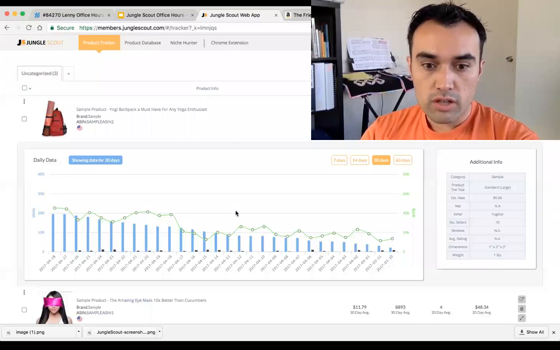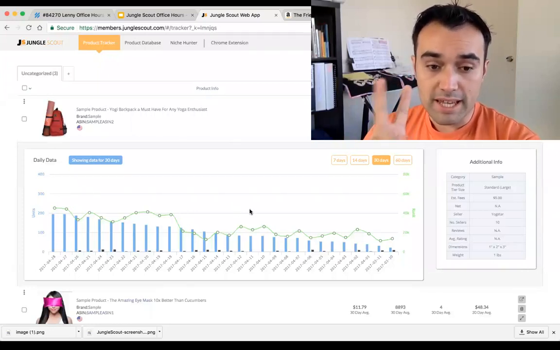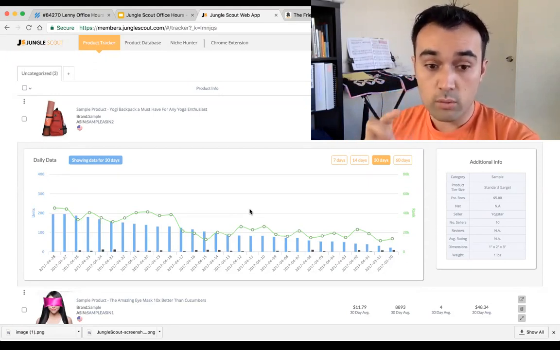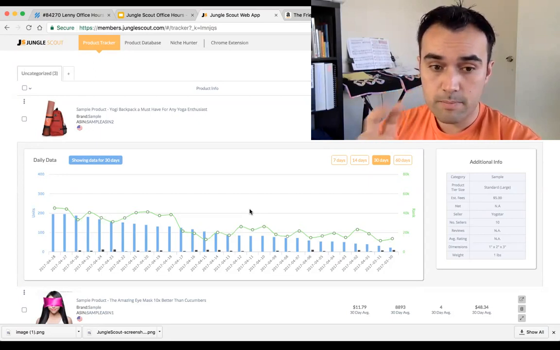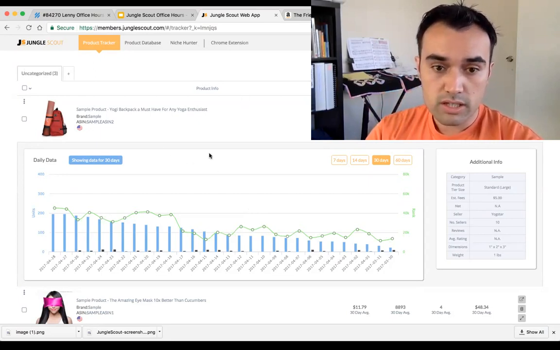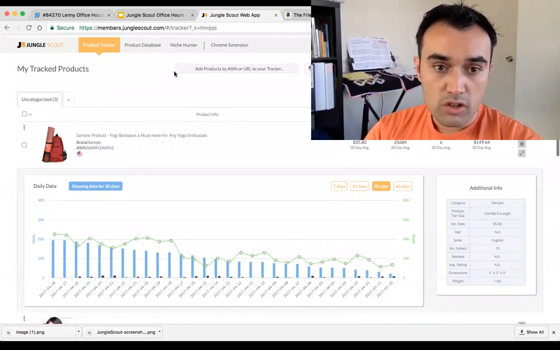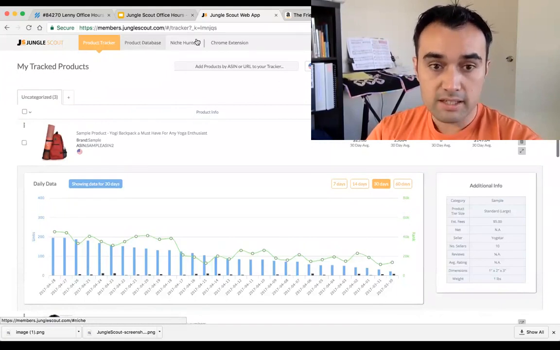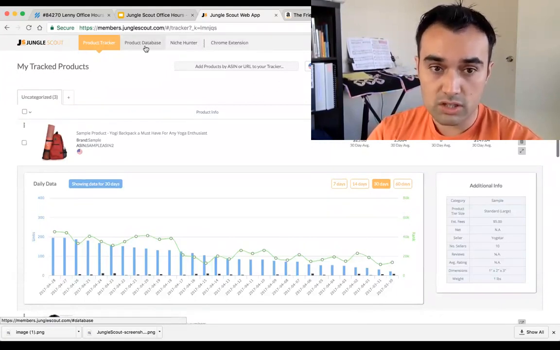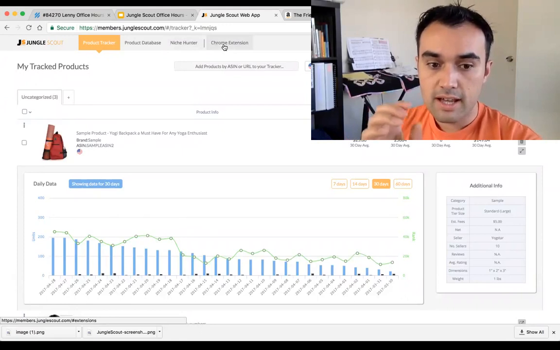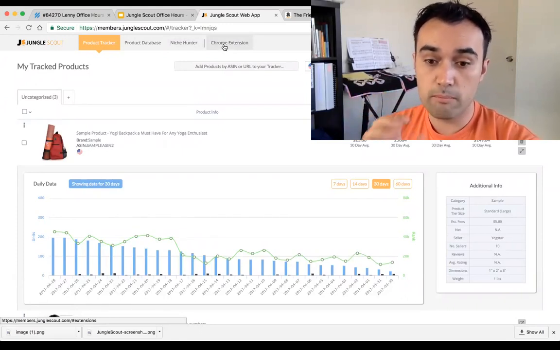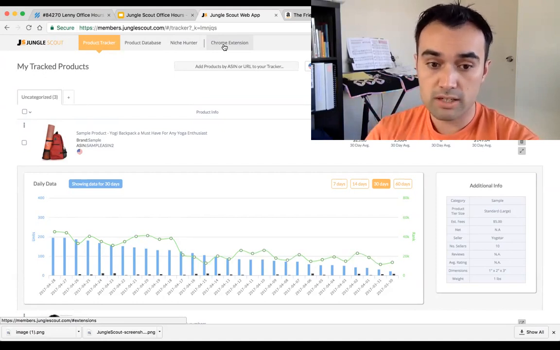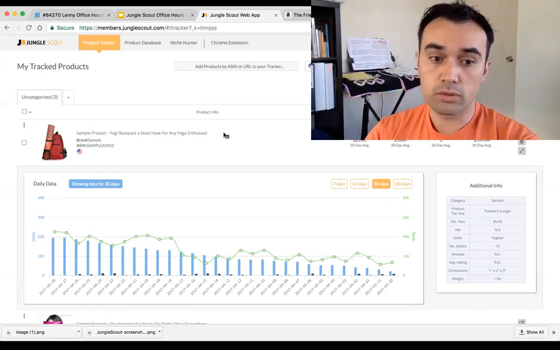So there are 2 types of data that we get for Jungle Scout. There's estimated sales, and then we also do have what we call real sales data. So the different tools that we have are the product database and the niche hunter and the Chrome extension. They all collect estimated sales data, exactly like you said, which is based off of the bestseller rank from a product, based off of that alone.